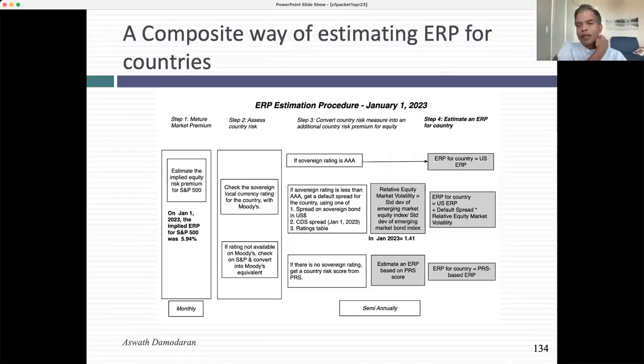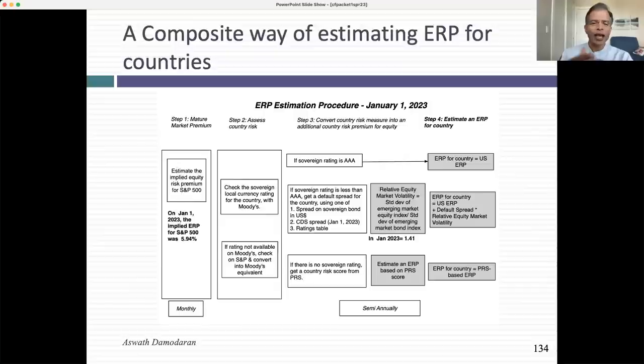So let me give you my update for equity risk premiums by country in January 2023. Let me again review the process I'm going to follow. It's going to be very similar to what I did in November of 2013, but there's no harm repeating it again. I start by getting an implied premium for the US.